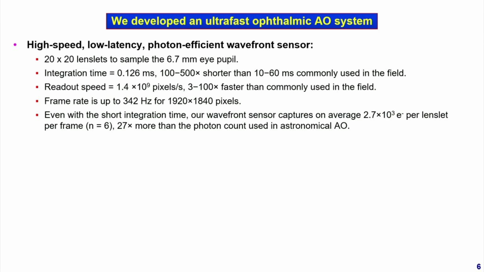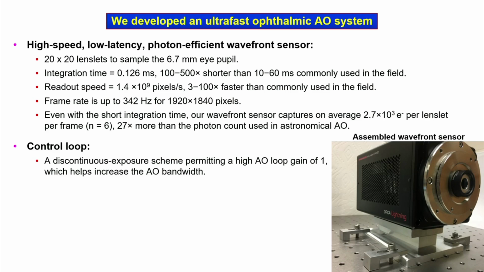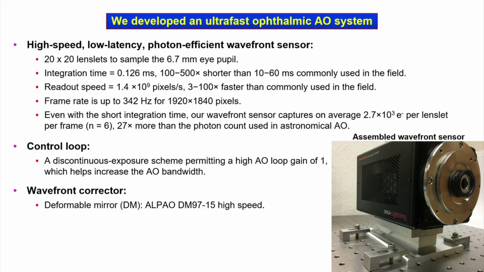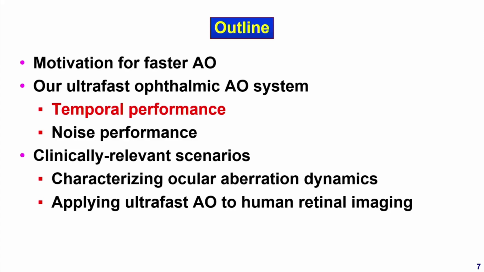Even with the short integration time, our wavefront sensor captures 2700 photoelectrons per lenslet per frame, 27 times more than the photon count used in astronomical AO. Here's a photo of our wavefront sensor. Different from astronomical AO, we use a discontinuous exposure scheme permitting a high AO loop gain of 1, which helps increase the AO bandwidth. We use a high-speed deformable mirror. To reduce the DM activation effect, we optimize the delay between sending control commands to the DM and the start of the wavefront sensor exposure.